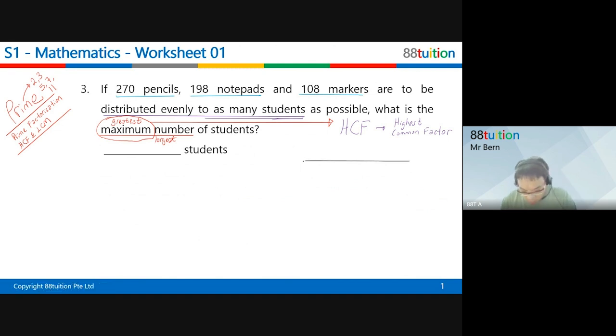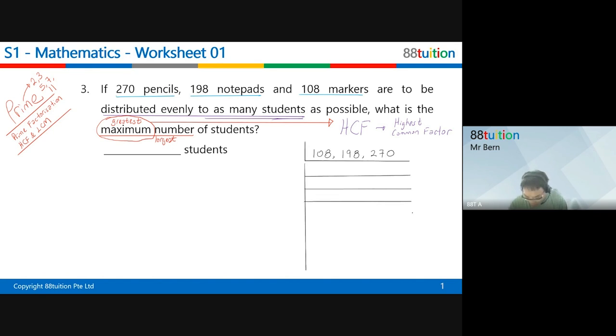Highest common factor. Can I use the lovely method? This is called the lovely method. Remember this? So we write the 3 numbers, 108, 198, and also 270 on this lovely line, this L line down here. Then after that, we try to divide by the common prime numbers slowly until it cannot divide. Then that would be your HCF. I don't know if you can remember the notes or not.